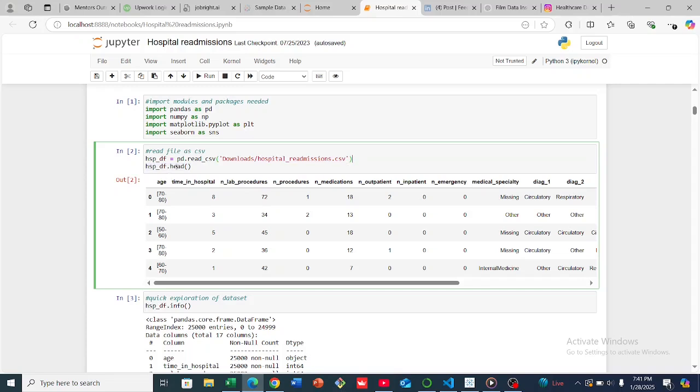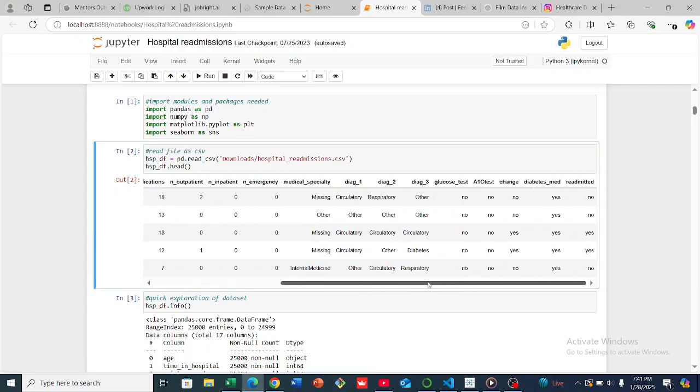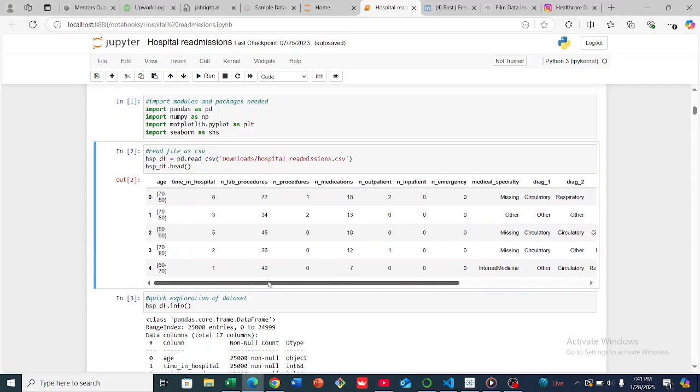The next thing I did was to look at the first 5 rows of this dataset using the dot head method. You can see the age column, time in hospital, number of lab procedures, etc. Those are the first 5 rows. If you look at this dataset, you will see that it needs cleaning. We have a lot of things to clean in this dataset. If you look at our age column, you can see some values that are not right.